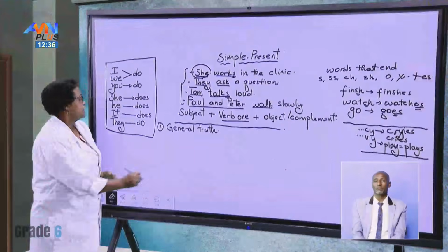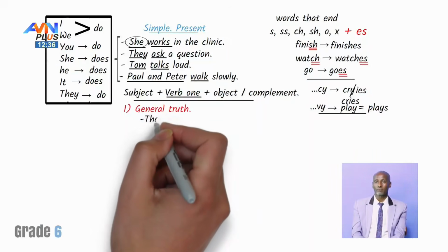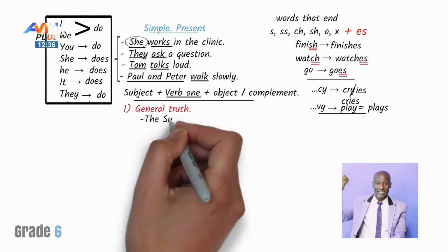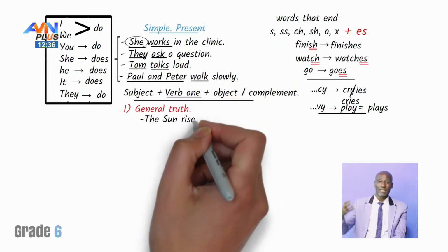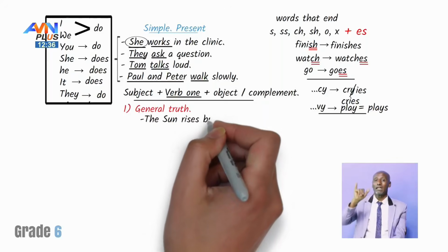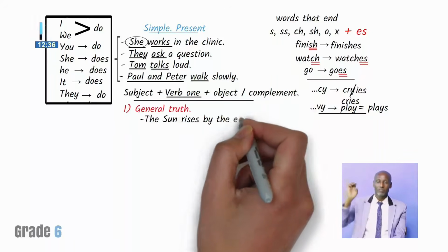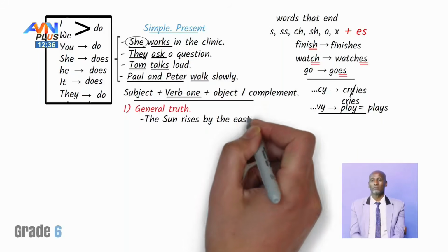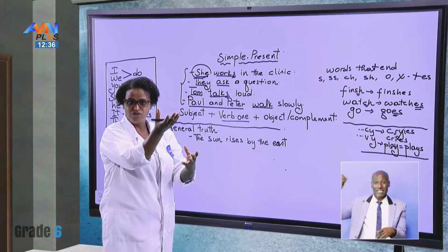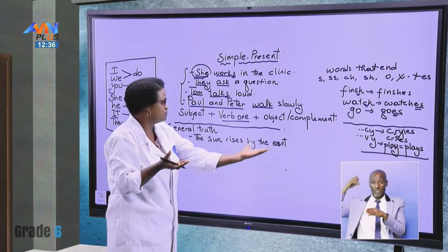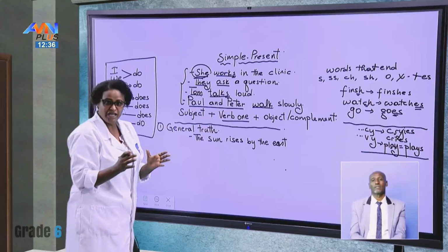All right? Let me show you some examples here. Look. The sun rises by the east. The sun rises by the east. Look, wherever you go, wherever you are, the sun first comes out, or the light of the sun first comes out by the direction of, very good. So that is what? General truth.